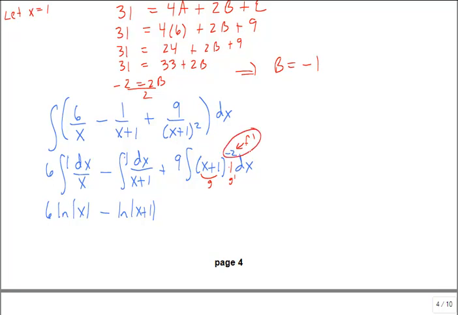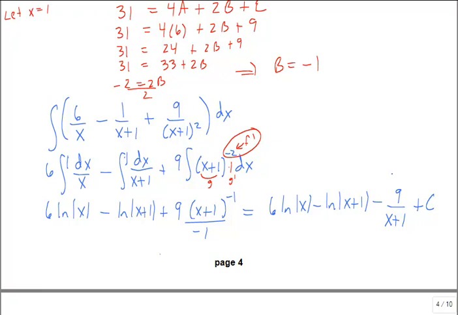All I have to do now is integrate that outer function. And the integral of something to the negative 2, you add 1 to that power, so it becomes a negative 1 over negative 1. What's inside stays the same, and that 9 is going to still be out front. So rewriting here just a tad, this becomes 6 ln of absolute value of x minus ln of absolute value of x plus 1 minus 9 over x plus 1, and then I'm going to put my c on the end. And there's my answer.